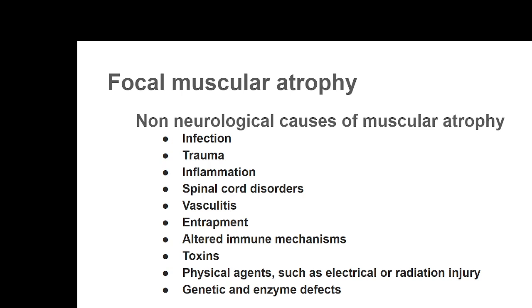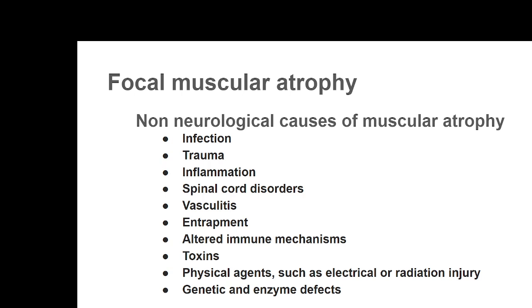As far as muscle atrophy is concerned, it could be produced by a large number of non-neurological conditions, like infections, trauma, inflammation, spinal cord disorders, vasculitis, entrapment in the sense of compression of the muscles, immune mechanisms (many immunological conditions can produce muscle atrophy), toxins, physical agents such as electrical or radiation injury, and genetic and enzyme defects that can produce abnormalities in the muscles.